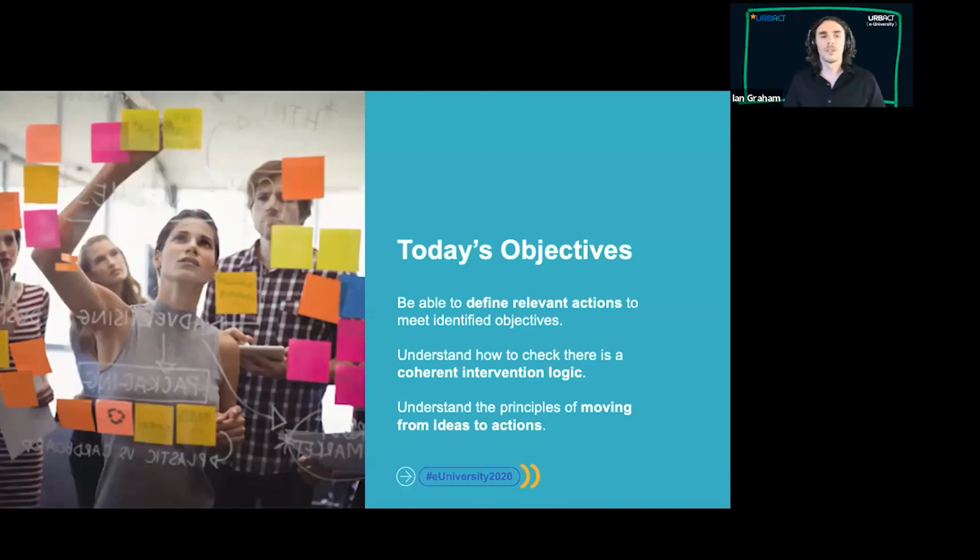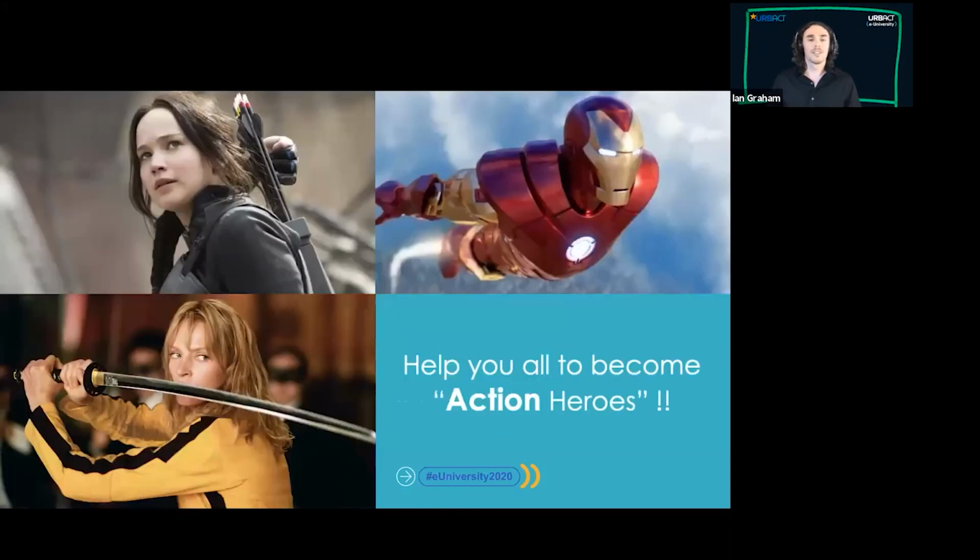In terms of what we want to achieve from this, it's about having a chance to explore how we define relevant actions to meet the objectives that we're setting out and to realise the vision we've looked at. To understand and check that our actions are coherent. We'll be digging into the intervention logic that Sally's trailed in a couple of previous sessions. And looking at that principle around how do we move from ideas to action, how do we think about it, and what are some of the tools. So as we've had with the chat to start with, it's all about action today, all about action heroes, and hoping that by the end of this morning, we can help you all to start to become action heroes in your own right, in your own city.